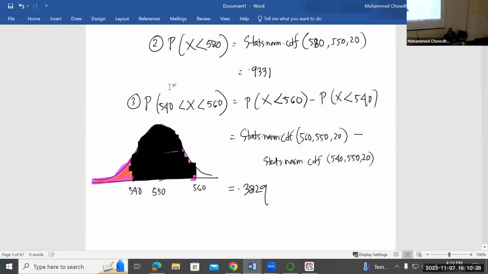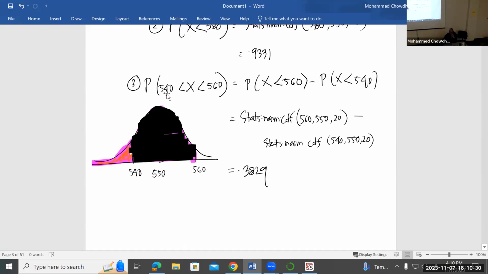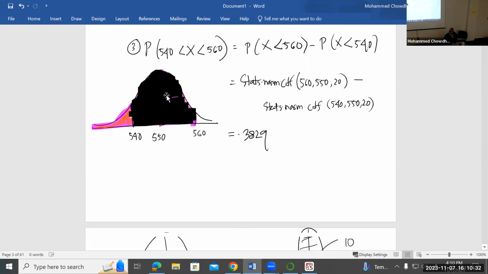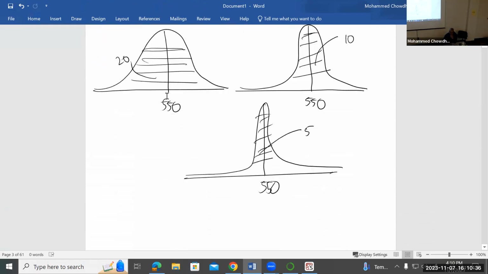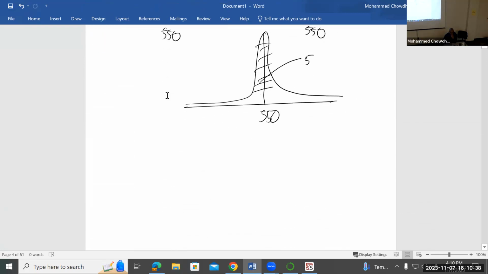Up to this point, anyone has any question? If you do not have a question, I have a question for you. Let's see who can answer. Okay. Suppose I do not have Python. How can I compute this? Probability of x greater than 570, right? First one, I do not have Python.